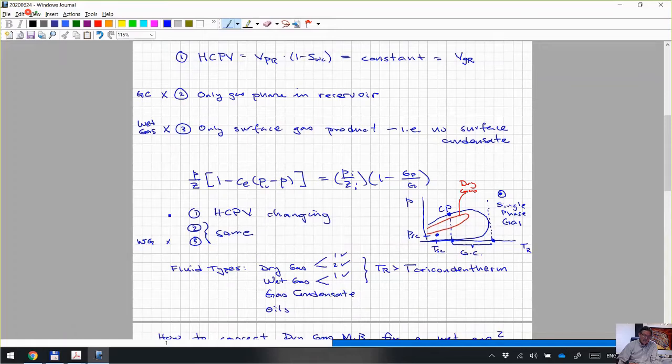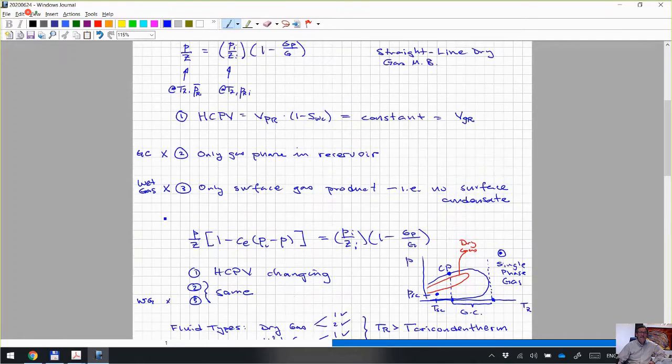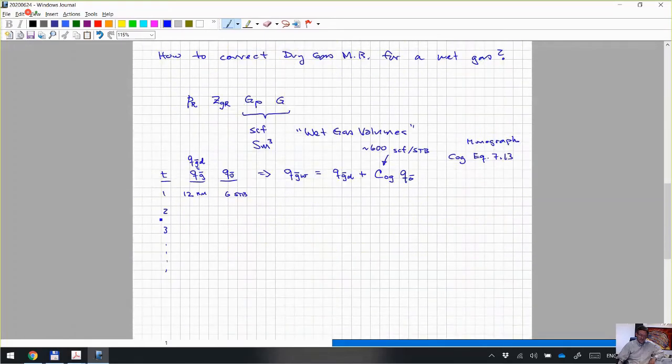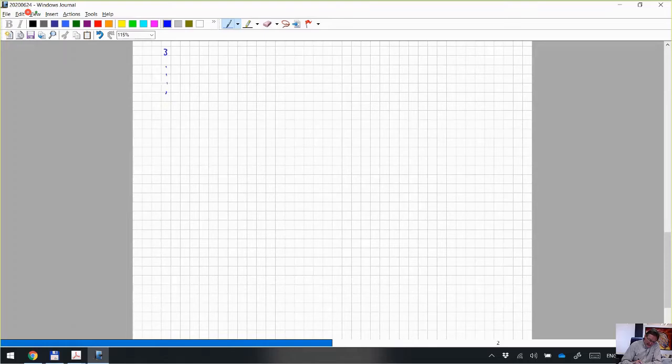So for wet gas, there is no need to change the Z factor. The Z factor is single phase gas in the reservoir all the time. We're out beyond the cricondentherm. So you use the regular Z factor for the wet gas or dry gas, because in the reservoir it's all single phase gas, and that's what these assumptions rely on.